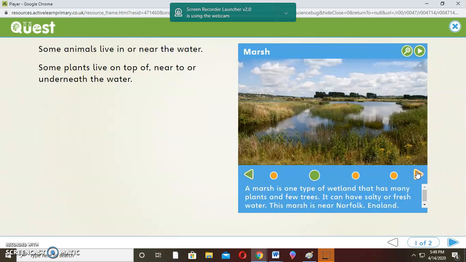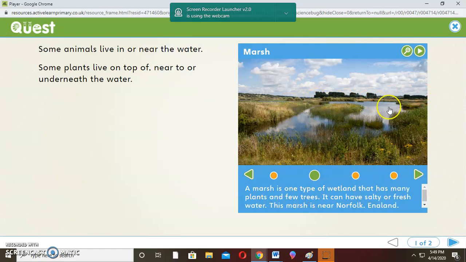Okay, so let's go to marsh. A marsh is one type of wetland that has many plants and few trees. Are you seeing the way a marsh looks like? See? It has many plants. Look at the plants. And this place is wet. You can see it's surrounded by water. Okay? So it's a wetland and it has many plants and few trees.